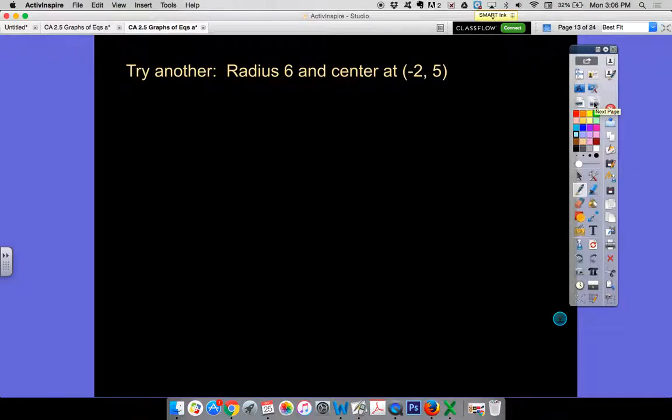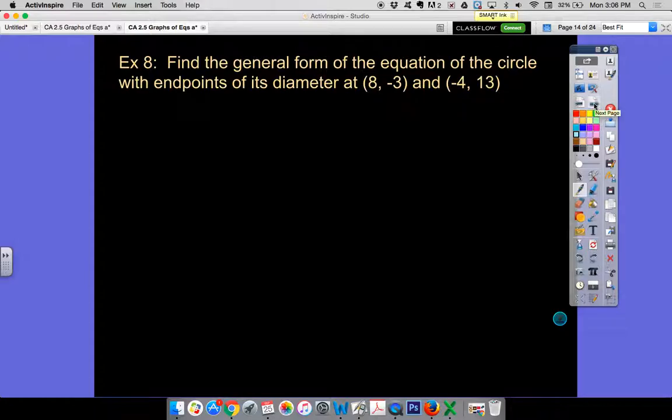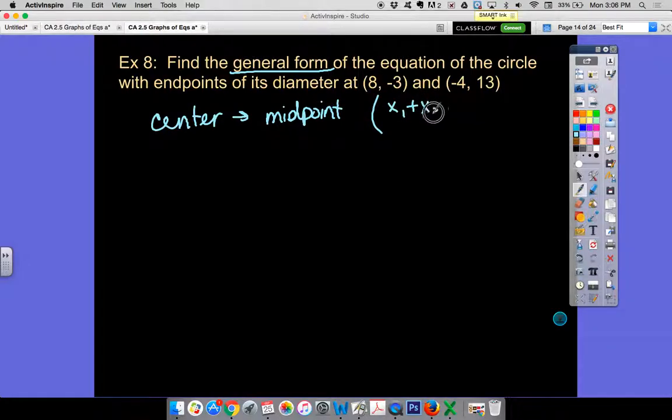Now we're ready for the tough problem. This is the one that says, okay, you have the endpoints of the diameter, and they're given with (8, -3) and (-4, 13). We need the general form of the circle. Well, if you're going to get the general form of the circle, you have first got to find the center. To find the center, you need the midpoint. So if you'll remember, midpoint is add up your x's, divide by 2, add up your y's, divide by 2, or you can just think average.